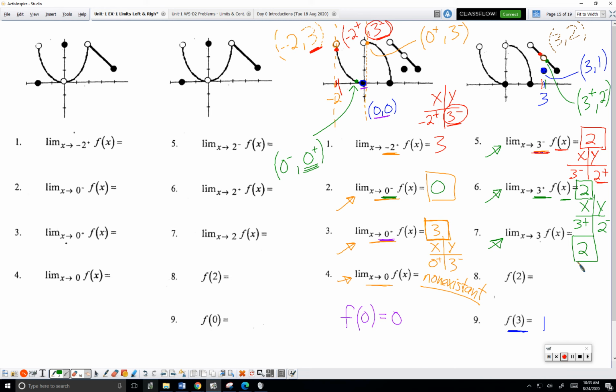f of 2, that's different. Here I was finding the limit as x approaches 3. Now I'm going to go find what happens when x is 2. That's 0. And we already did f of 3.